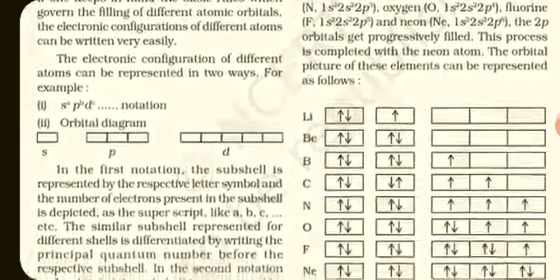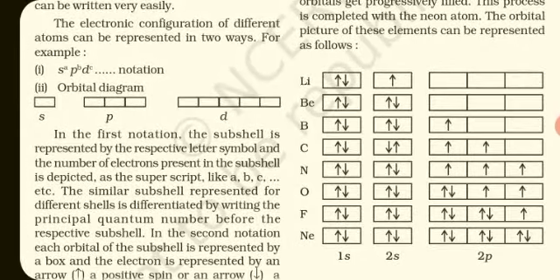The electronic configuration of different atoms can be represented in two ways. For example, first, s^a, p^b, and d^c notation, and a, b, c represent the number of electrons. And second is the orbital diagram. So an s orbital is written as one box. Below that we will write s, and if it is 1s, then we will write 1s, and if 2s, then we will write 2s. Similarly, 2p, 3p, and 3d, 4d, and 5d we will write like this.